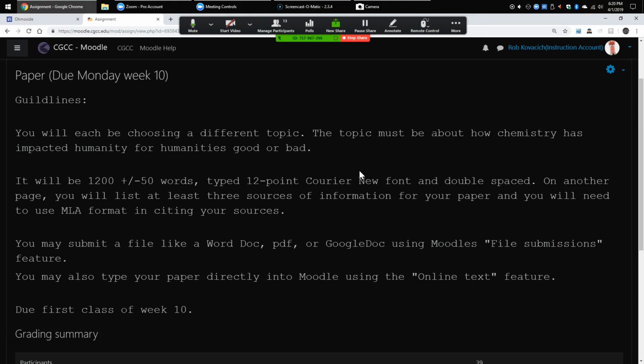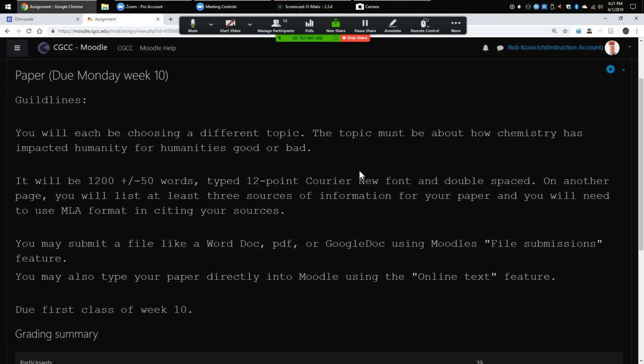So pick something, post it in the forum here associated with the paper. You're going to write about 2 pages, 1,200 words, plus or minus 50 words, 12 font, New Courier. I'm being really specific about this because I want you to follow the instructions perfectly. So make sure you read through this and do everything that it says here. If you have any questions about it, don't hesitate to ask me or post a question on the forum, and maybe somebody else can get to it before I do.